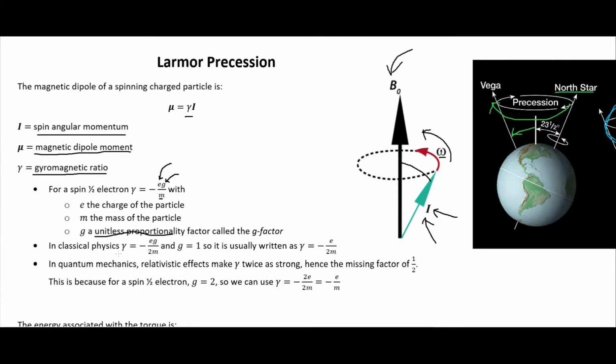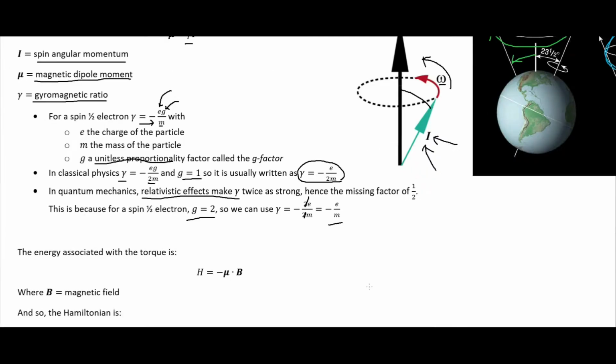In classical physics, gamma is equal to e g over 2m because g is just equal to 1, and so it's usually written like this. But in quantum mechanics, relativistic effects actually make gamma around twice as strong, and that's why it's missing that 2 in the denominator here. This is because for a spin half electron, g is equal to about 2, and so the 2's kind of cancel each other out, and we just end up with this minus e over m.